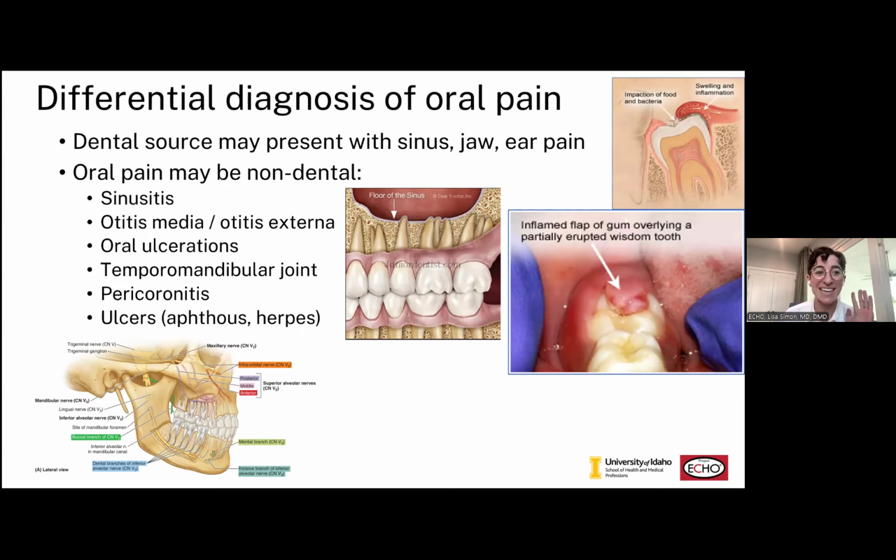But as always, I often say this, use your medical brain when you hear about a tooth problem, because I think for many medical clinicians, the first impulse is, oh, I don't know anything about teeth. And we just freeze and we panic and we don't think about all the things we do know about, which I would invite you to do.